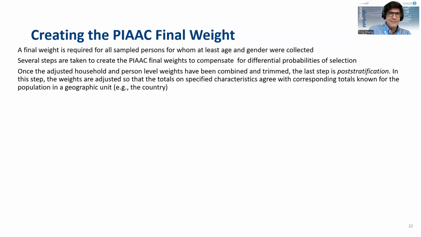After all the other steps are done, there's a post-stratification step. In this step, the weights are adjusted so that the totals on specified characteristics, which would be available from a census or some sort of administrative data, add up to the right answer. So if I know that there are 4 million females aged 20 to 25 in my country, I would make sure that my PIAC sample indicated that there were 4 million females aged 20 to 25 after I was done weighting. And that's what post-stratification is.